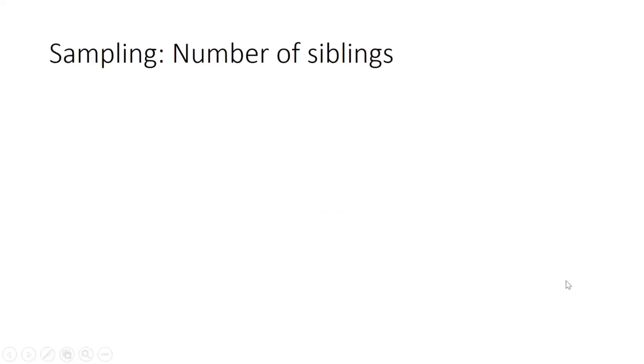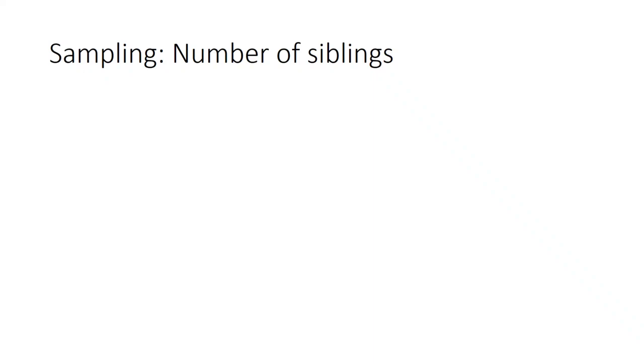So we talked about number of siblings in one of our previous examples, when we were talking about discrete distributions. Now, typically, in the big picture, there's some big population, but you're not actually going to be able to talk to everybody. You're going to have to take some sample from that group.